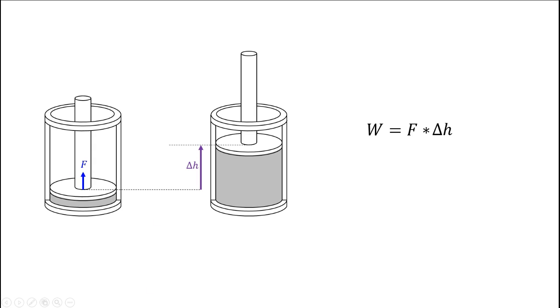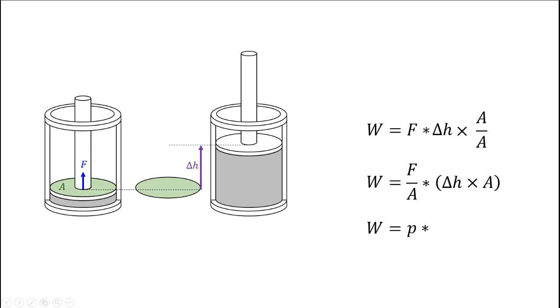This force is exerted over this area, so I can multiply the equation by area over area, because this is 1 and I have not changed the value. Let's take the denominator and put it with the force, and take the numerator area and put it with delta H. Well, this is equal to force over area. What's that? That's pressure. And what's this? Well, it's the area times this height, and that right there, this green volume, is just how much we increased the volume, so it's delta V. We can add that into our equation.